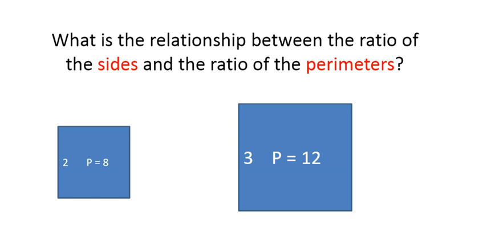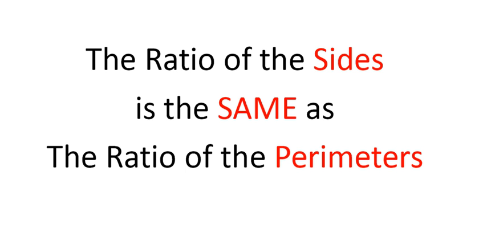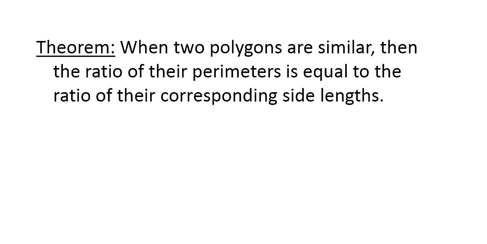So then what is the relationship between the ratio of the sides and the ratio of the perimeters? Well, what we find is that the ratio of the sides is exactly the same as the ratio of the perimeters. And that leads us to the first big key idea that you need to take away from today's lesson. When two polygons are similar, then we know that the ratio of their perimeters is going to be equal to the ratio of their corresponding side lengths.